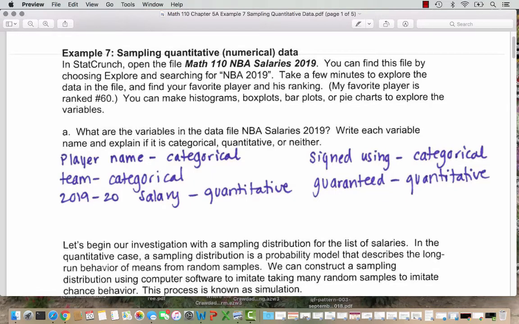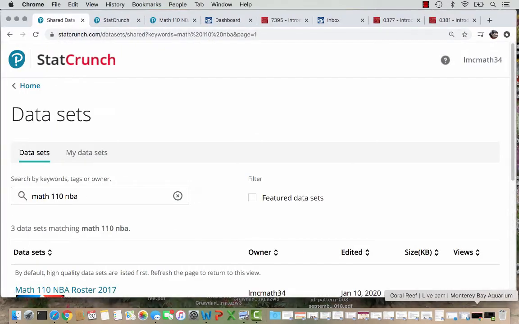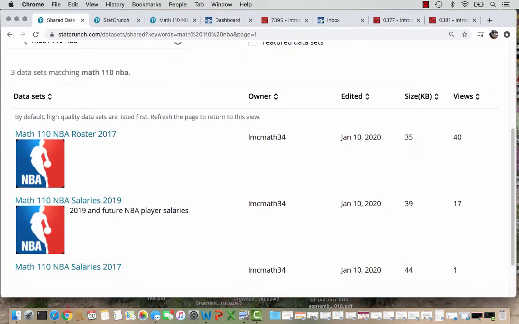In this video, we take a look at sampling quantitative, otherwise known as numerical data. So in StatCrunch, we will open the file M110 NBA Salaries 2019. You can find this file by going to Datasets and then clicking on the search to explore. I typed in M110 NBA, and it is the second file that comes up. So we're going to be looking at the NBA salaries from 2019.